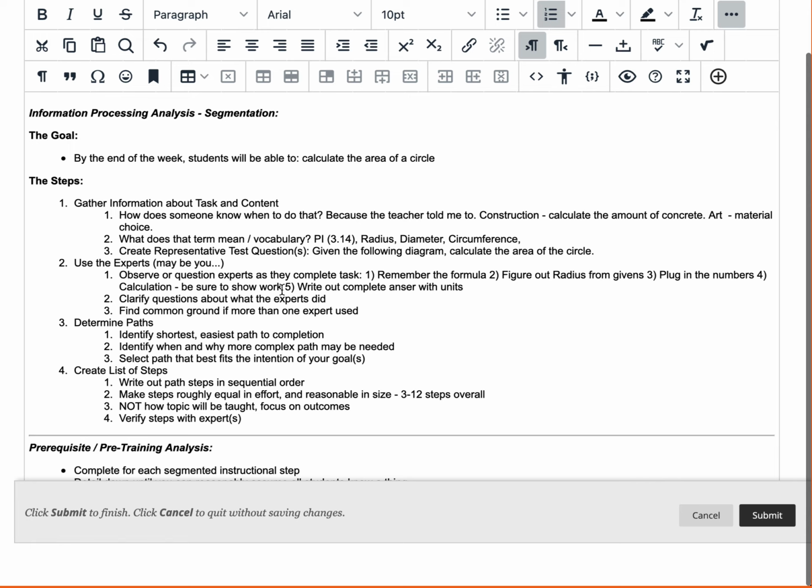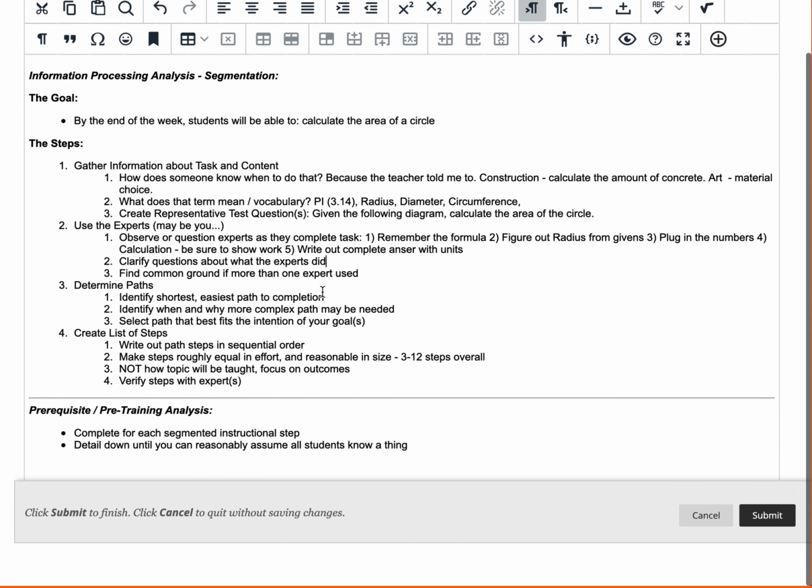So yeah, showing your work. And again, that would be a question if you're watching an expert do it. Well, why? How come you started with the thing at the end, the r squared, and then do the pi multiplication? Why didn't you start with pi times r? And then they would have to explain the whole order of operations and all that stuff. So yeah, that's good. Showing work, writing out the answer.